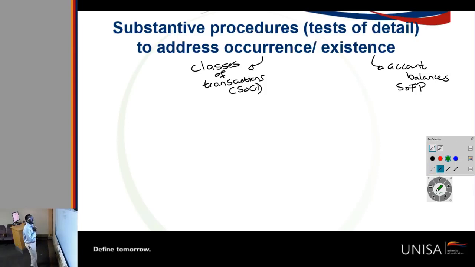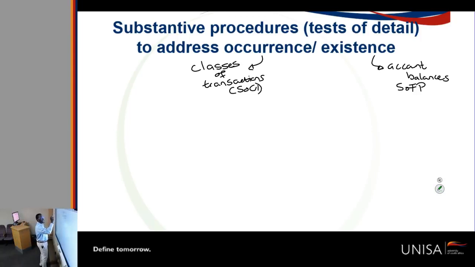So we're just going to discuss what it means when we say we're trying to address the occurrence of something. When we're trying to address the occurrence of something, it means, did it actually happen? Did that transaction occur? Has the transaction occurred?